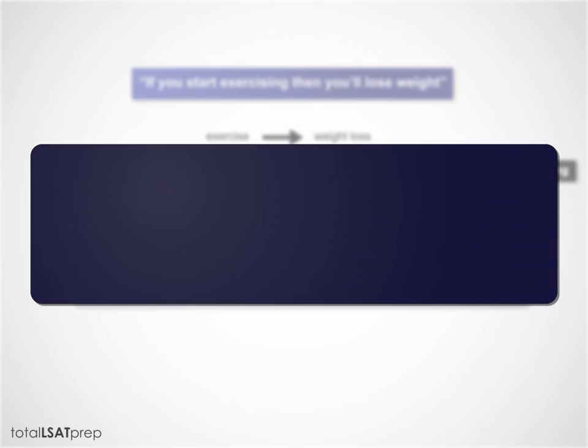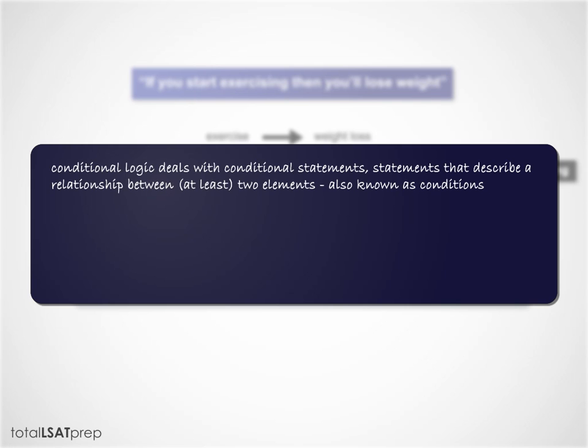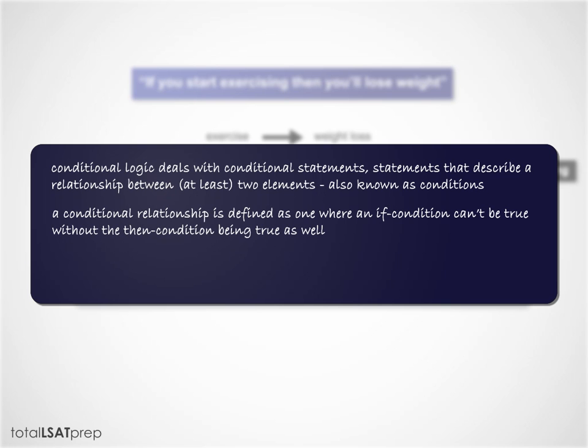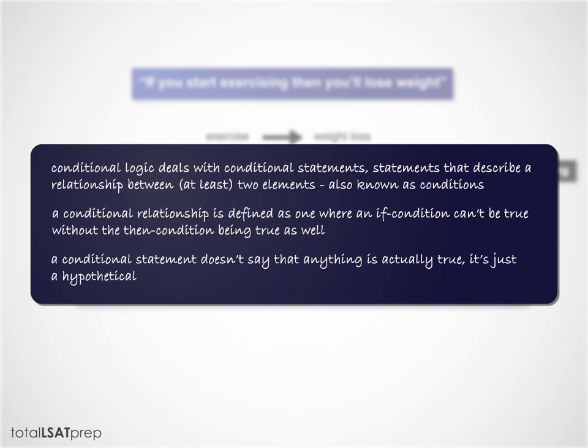So to recap, conditional logic deals with conditional statements. Statements that describe a relationship between at least two elements, also known as conditions. And a conditional relationship is one where an if condition can't be true without the then condition being true as well. And thirdly, a conditional statement doesn't say that anything is actually true. It's just a hypothetical.